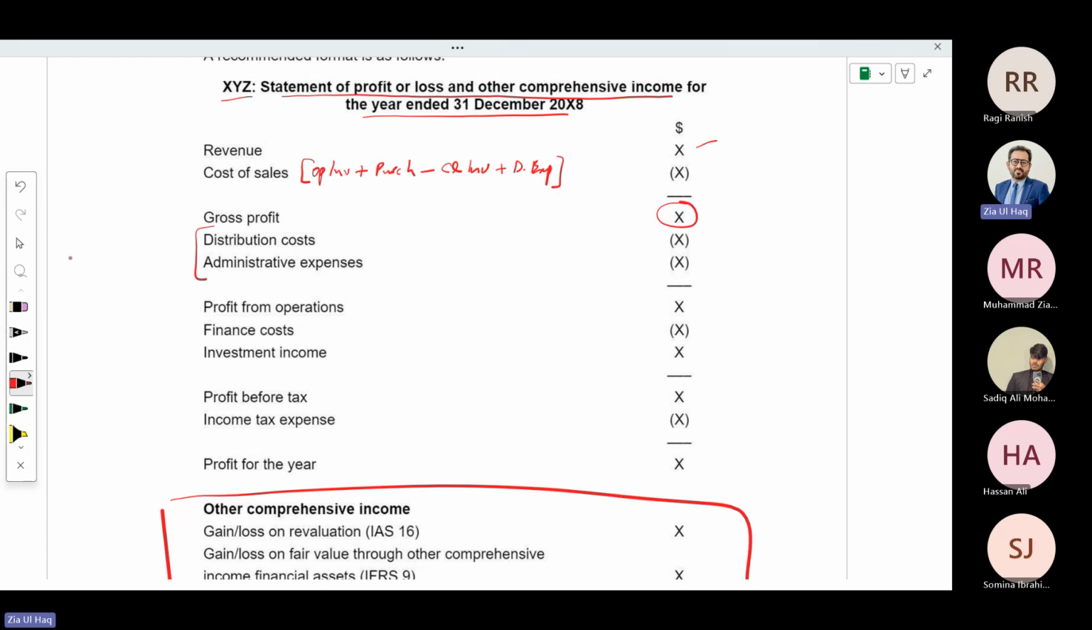These two are called operating expenses. Distribution cost, that is relating to sales, delivery, and admin cost, that is relating to office admin staff. So by deducting operating expenses, distribution and admin cost, we will arrive at profit from operations. And from profit from operations, we need to deduct the finance cost, meaning interest expense.